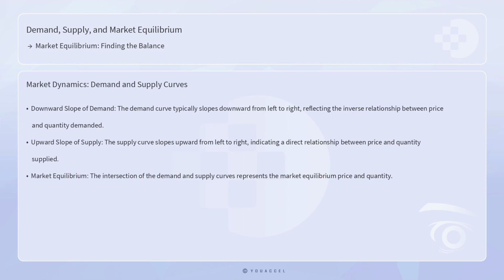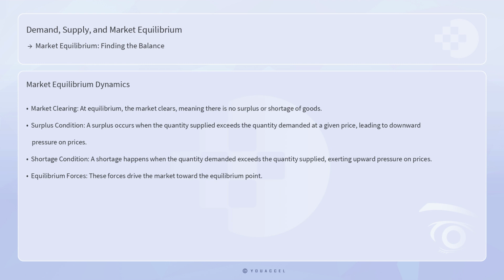The demand curve typically slopes downward from left to right, reflecting the inverse relationship between price and quantity demanded. In contrast, the supply curve slopes upward from left to right, indicating a direct relationship between price and quantity supplied. The intersection of the demand and supply curves represents the market equilibrium price and quantity. At equilibrium, the market clears, meaning there is no surplus or shortage of goods.